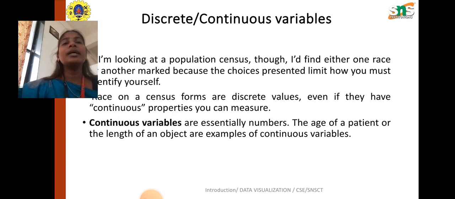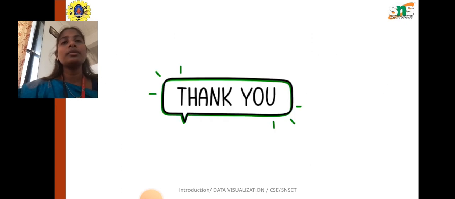Then the next one is a continuous value. Continuous values are things like the age of a patient and the length of an object. If I take any scale or pen, what is its length, what is its width, what is its weight, that is called a continuous variable.